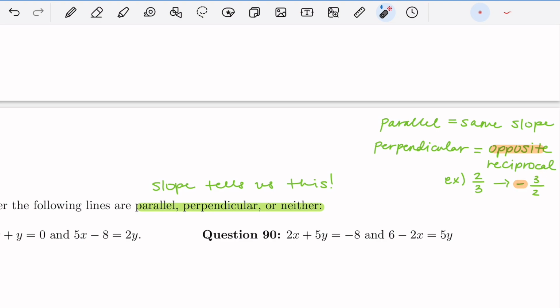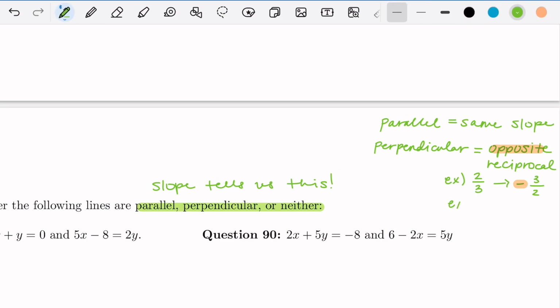Now, if we started off with a negative slope, then the opposite sign of our negative would be positive. So another example, if we had negative 1/2, the reciprocal of this would be positive 2 over 1, or just positive 2.